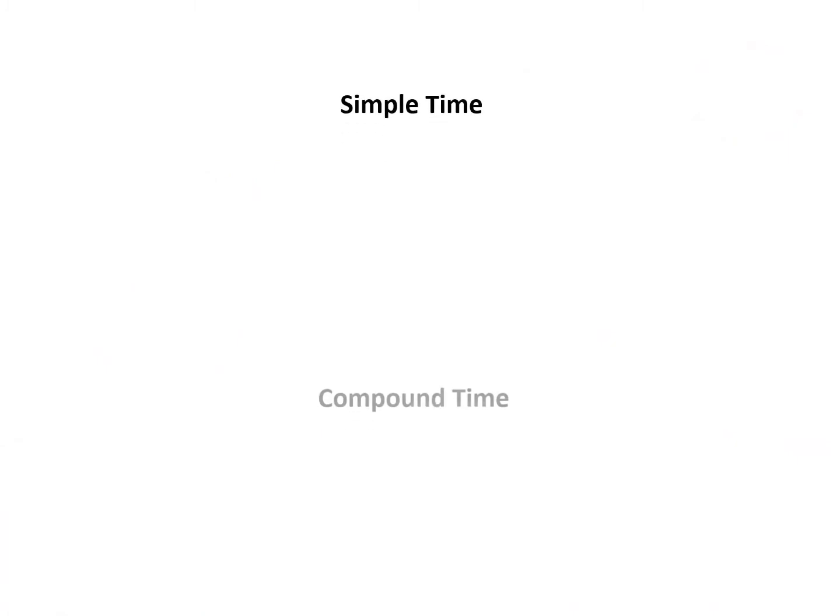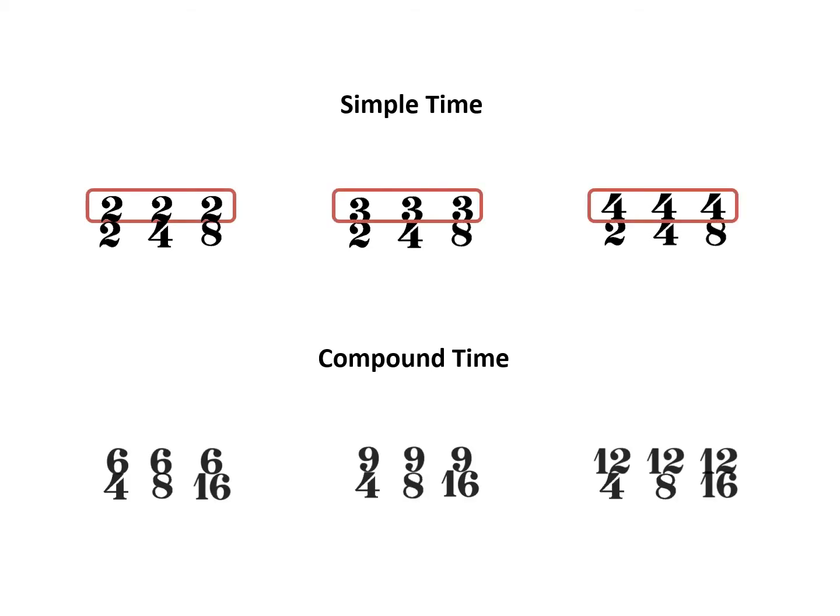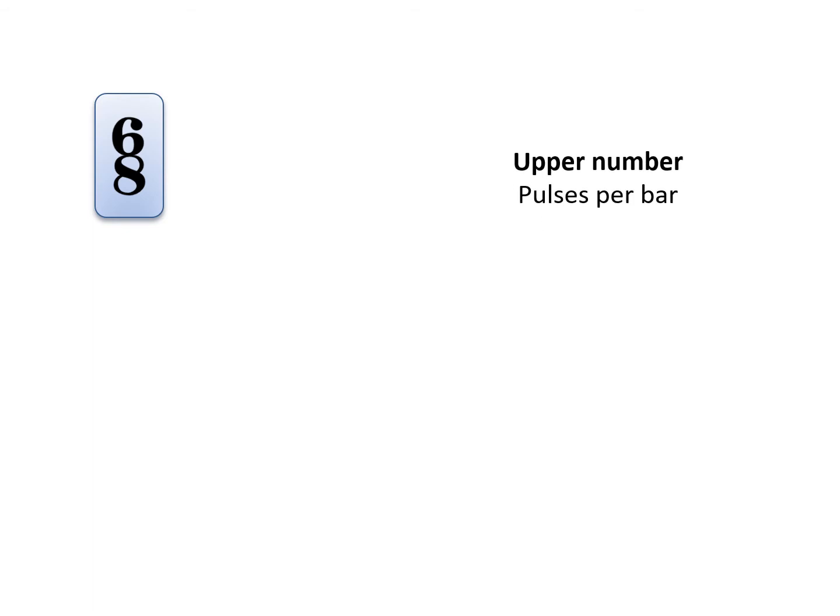Music is most commonly in either simple or compound time. Music in simple time will have a time signature with 2, 3, or 4 as the upper number. Music in compound time will have a time signature with 6, 9, or 12 as the upper number. In compound time, the upper number of the time signature tells us the number of pulses in each bar.